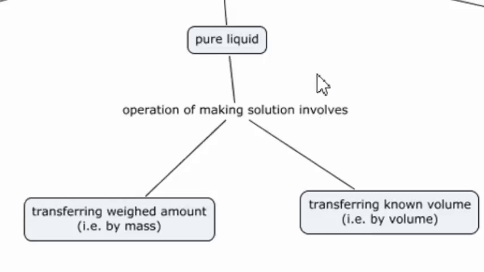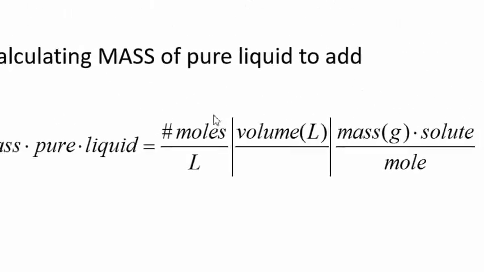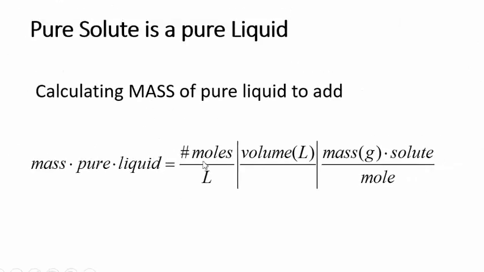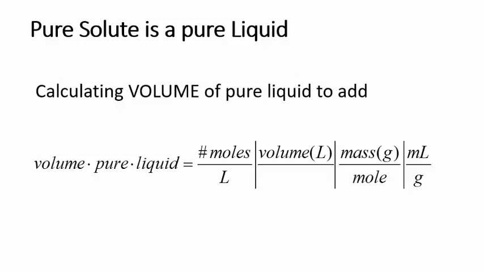So let's take a look at how we would figure out how much volume is needed. Calculating the mass of pure liquid, as I mentioned, is just multiplying the number of moles by the molecular weight. That looks the same if it's by mass, what's called a gravimetric transfer. But if it's a volumetric transfer, we calculate the volume of it that we're going to add, and then we use a volume measuring device to transfer.